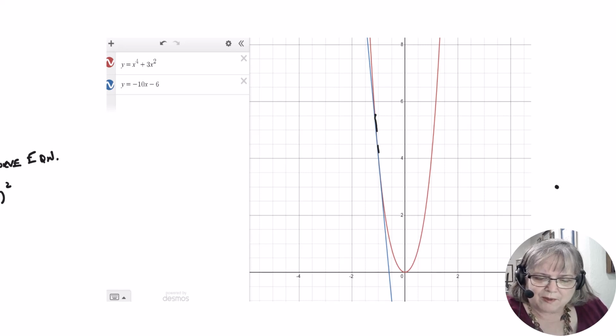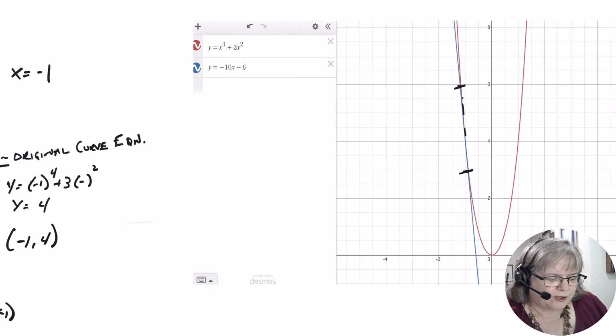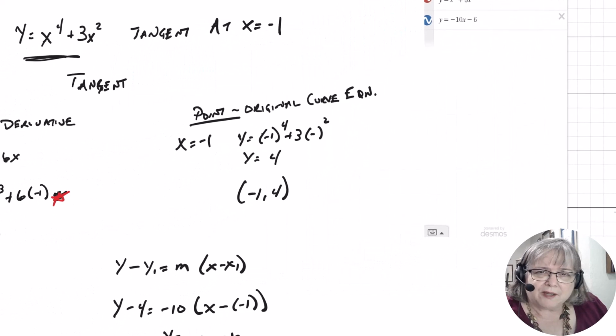So, somewhere between here and here, you can clearly see that the line and the curve seem to be following each other within some sort of acceptable tolerance, right? So this tangent line is sometimes called the tangent line approximation to the curve.